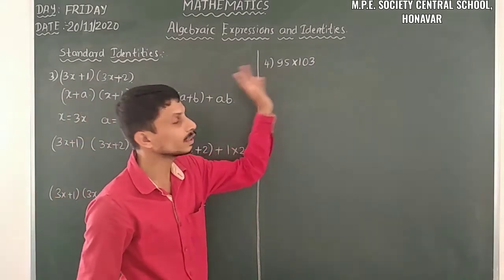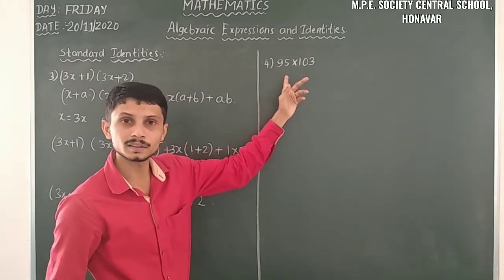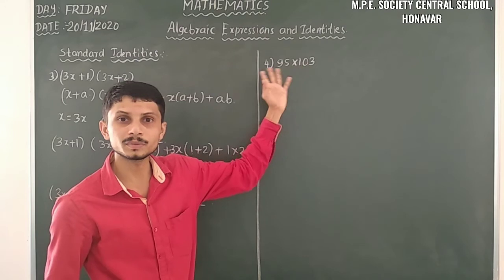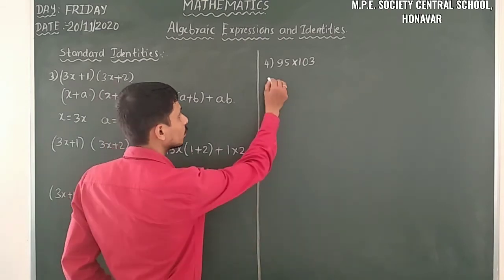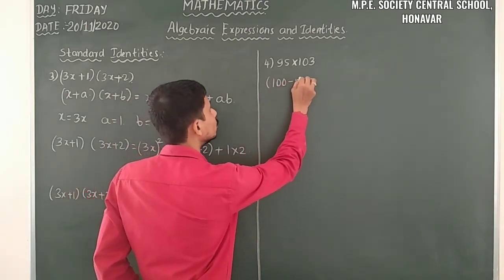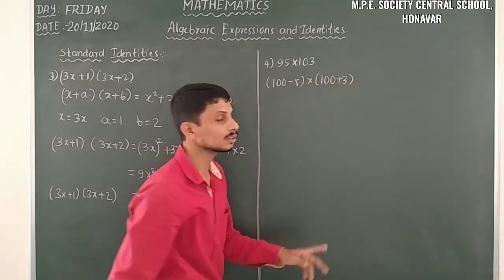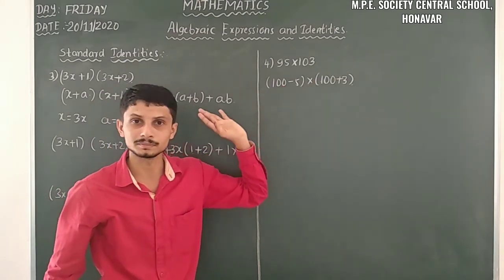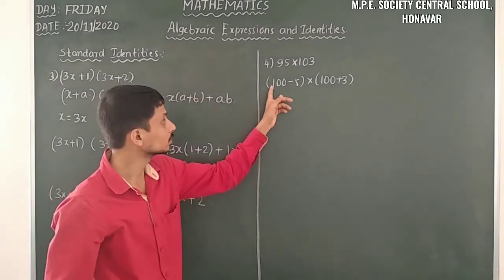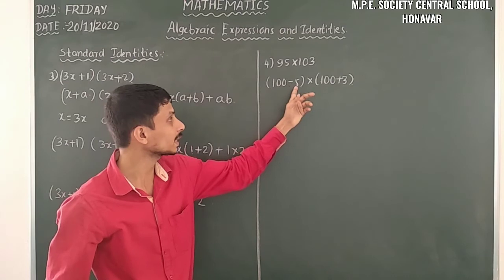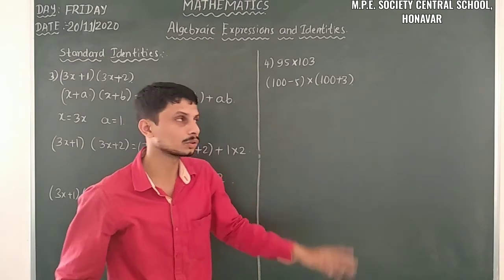Here just observe 95 into 103. Just observe those two things. Here 95 is 5 behind 100, and 103 is 3 ahead of 100. So we have to write 100 minus 5 into 100 plus 3. So this is in the form of x plus a into x plus b. How can we identify that? The first place is the same, that is x is the same. Then the second place, here it is minus 5, here it is plus 3. So we have to recognize those things first.